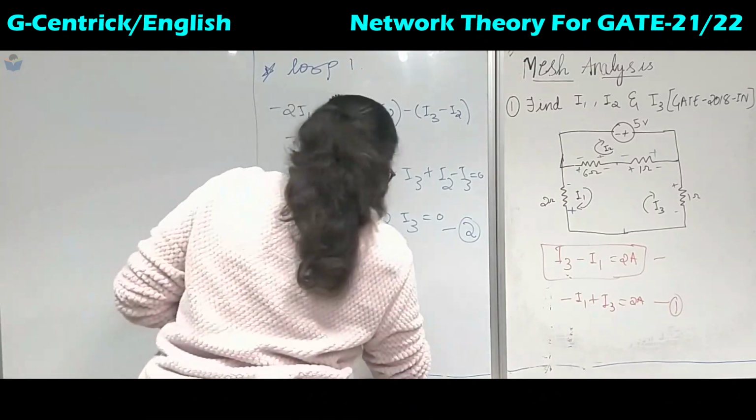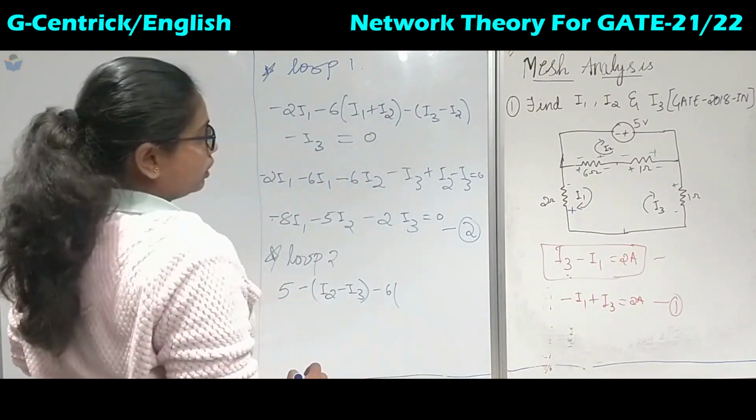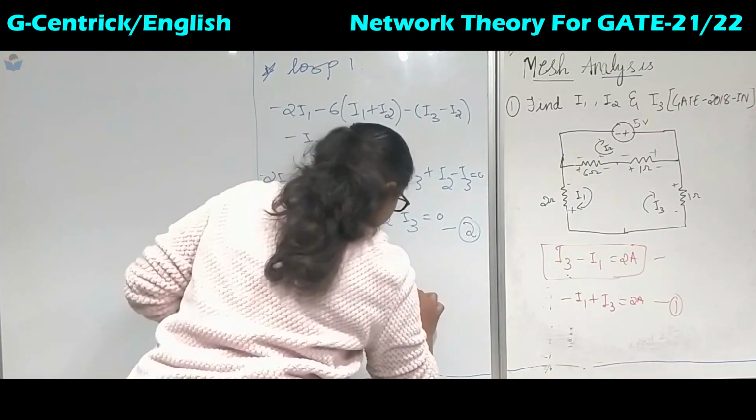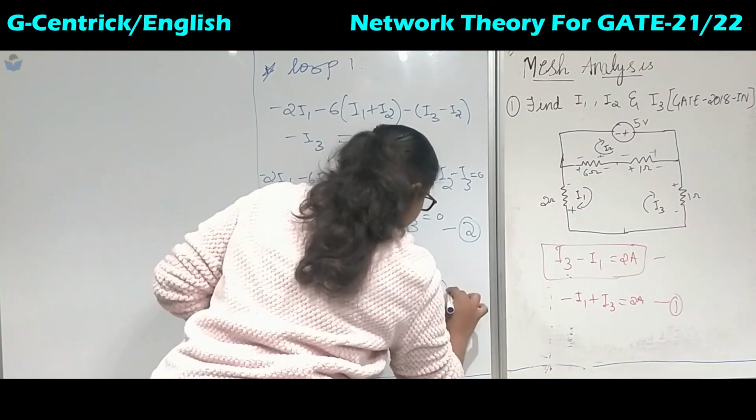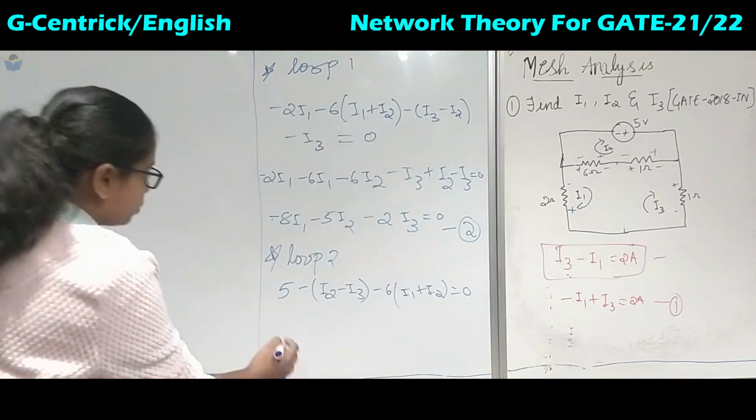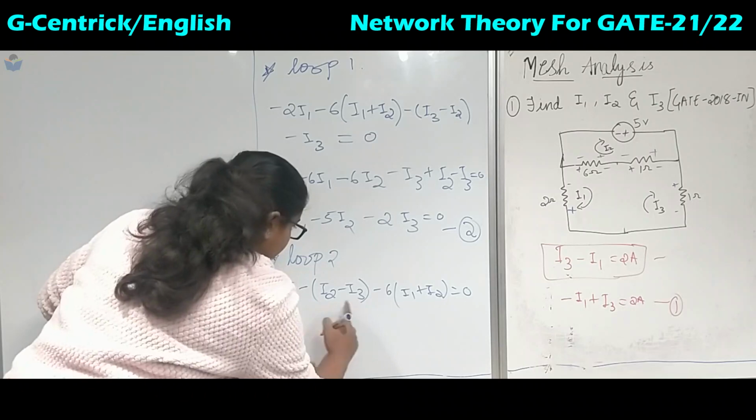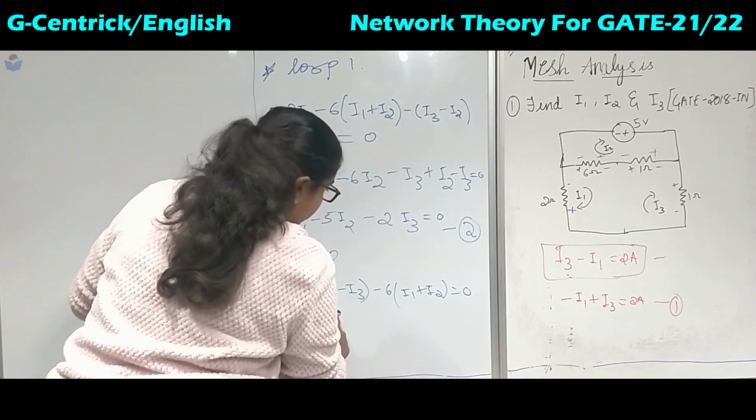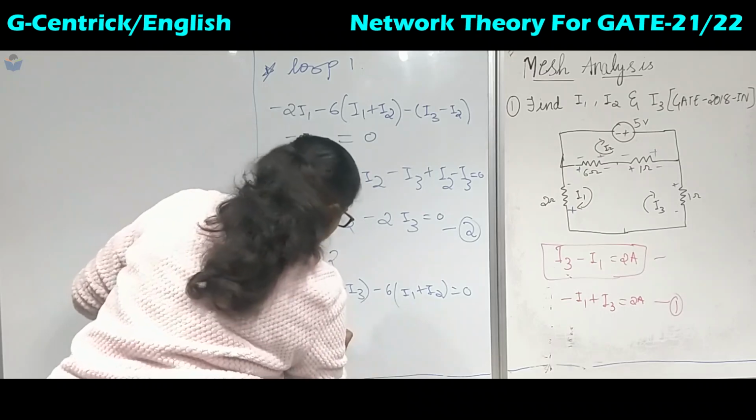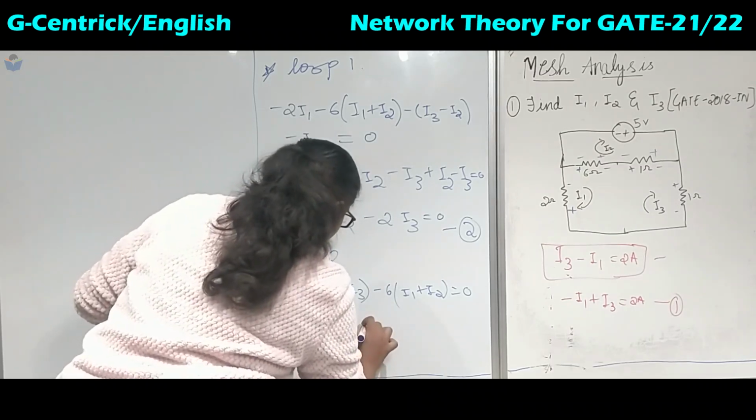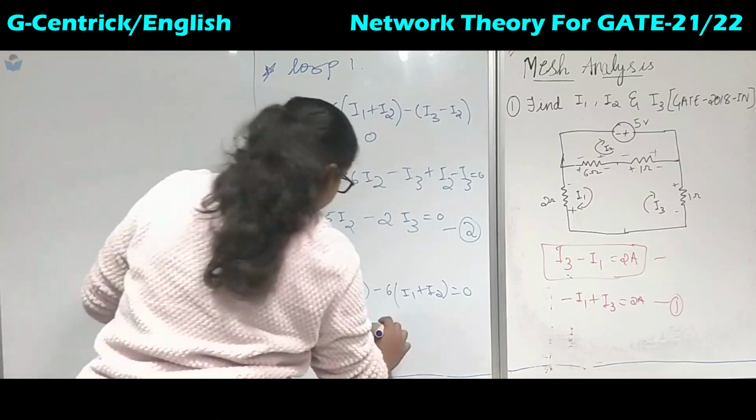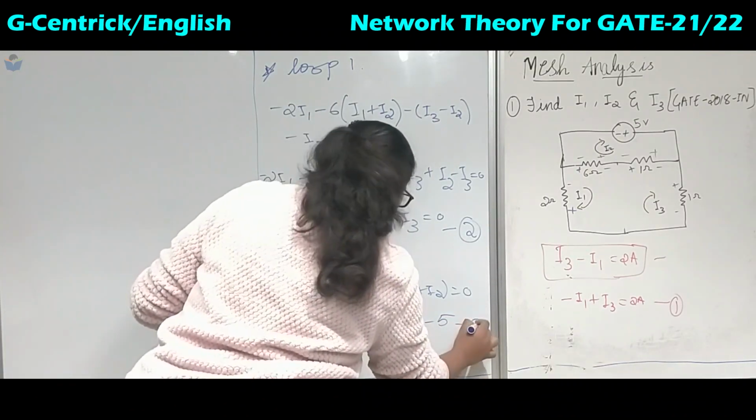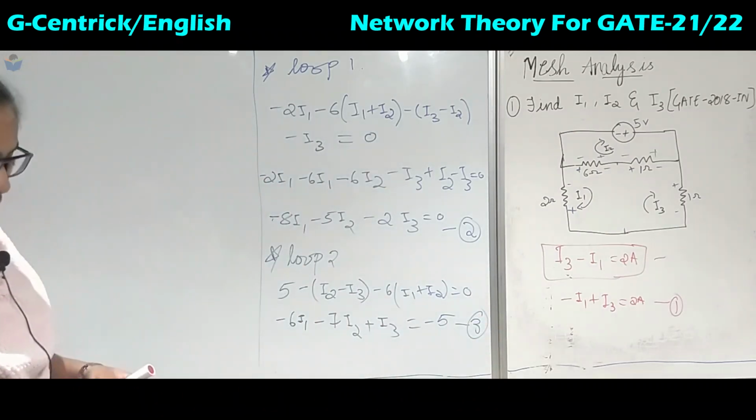Then again minus 6 into I2 plus I1, that is I1 plus I2, equal to 0. Simplifying this, first minus 6I1, then minus I2 minus 6I2, it will be minus 7I2, then plus I3. This 5 goes to the other side, so it will be minus 5, and this is equation number 3.